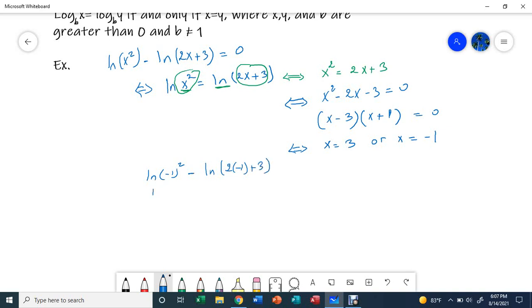So here I get ln of 1, so that's cool, and here I get ln of negative 2 plus 3, so another 1, so I'm good.